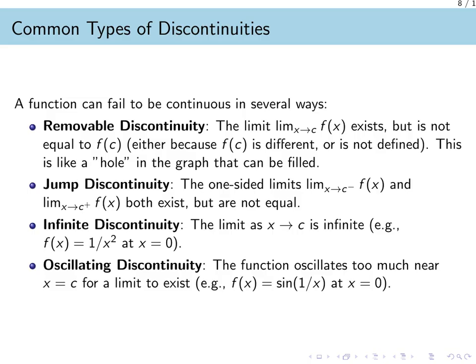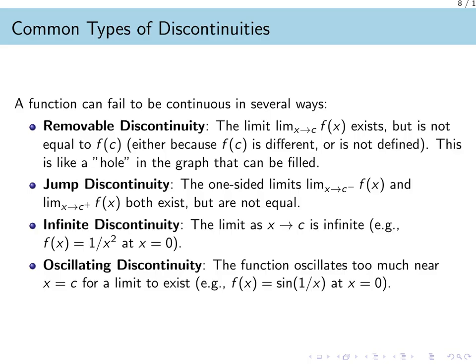Now that we know the test for continuity, let us explore the common ways a function can fail that test, which we call discontinuities. The simplest case is a removable discontinuity, where a function's limit exists at a point, but the actual value there is either missing or different from the limit. This is like a single hole in an otherwise smooth line that we could easily patch. Next is a jump discontinuity, which happens when the function approaches one value from the left and a completely different value from the right, causing the graph to leap from one level to another.